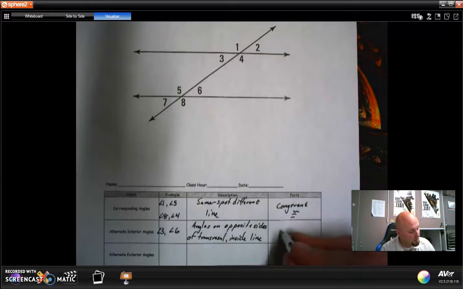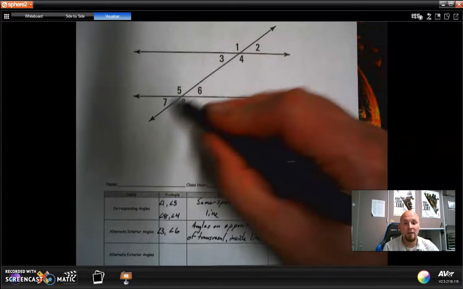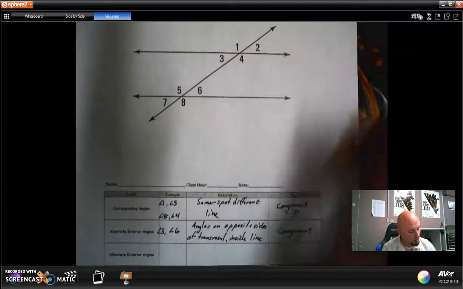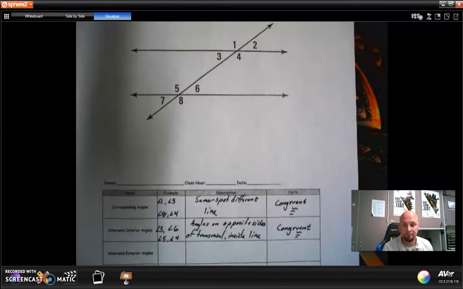And guess what? They're also congruent. And again, just look at them. Small angles are congruent with small angles. Big angles are congruent with big angles. So the other one is 5 and 4. Those are alternate interior angles.